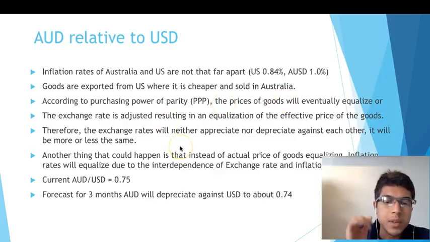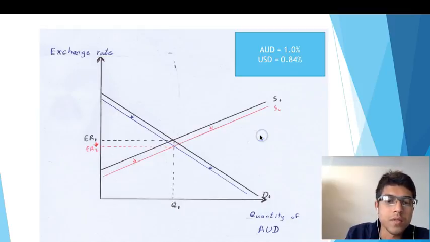Another thing that can happen is that instead of these going into effect, the actual price of goods can equalize. So the inflation rate will equalize due to the interdependence of exchange rate and inflation rate. The forecast for the 3 months is that AUD will depreciate against USD to about 0.74. Here you can see that the supply curve is increasing and shifts to the right, and the demand curve shifts to the left, resulting in the exchange rate changing a bit down.